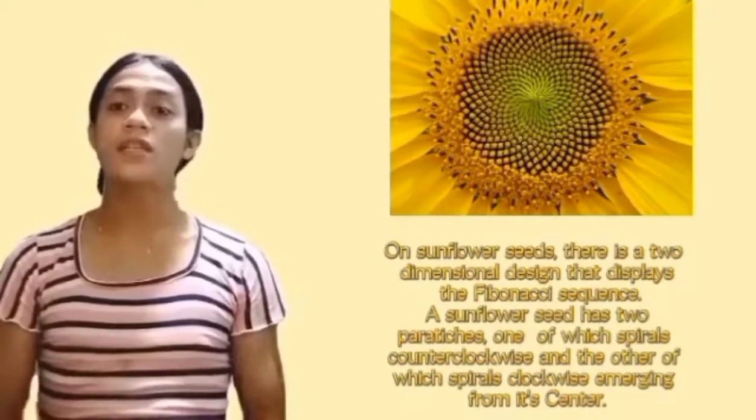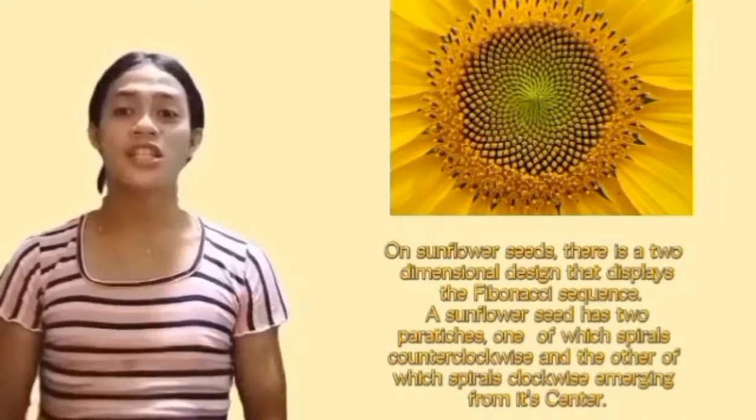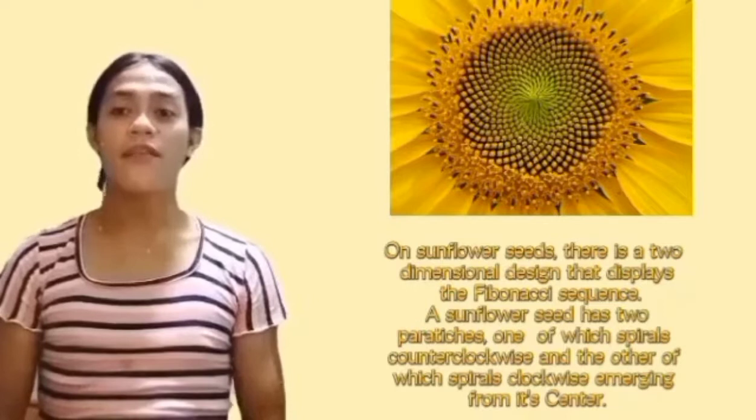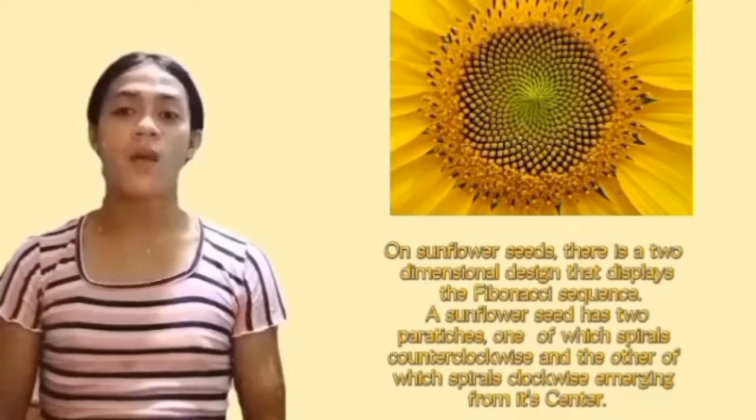A sunflower seed has two patterns, one of which spirals counterclockwise and the other clockwise, emerging from its center.